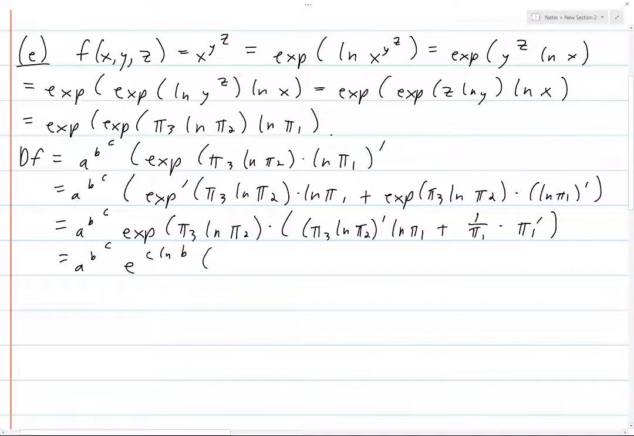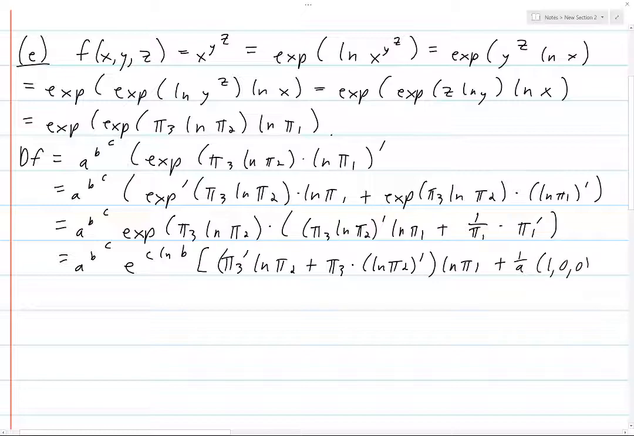And now to take the derivative of pi 3 natural log pi 2, we have to use the product rule again. So we're going to get pi 3 prime natural log of pi 2 plus, and this is going to be all in its own parentheses, pi 3 times natural log of pi 2 prime. And this term is being multiplied by natural log of pi 1. And then to this, we're adding 1 over pi 1 times pi 1 prime. 1 over pi 1, we can replace that with 1 over a. Then pi 1 prime is 1, 0, 0.